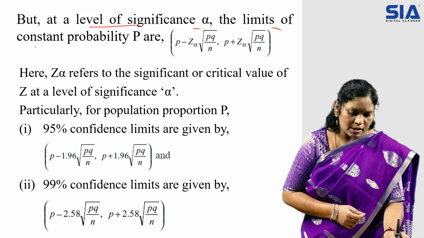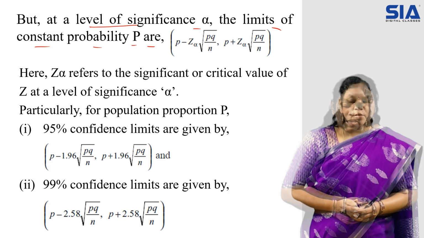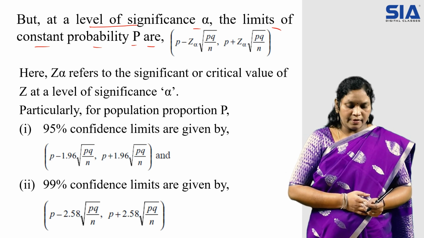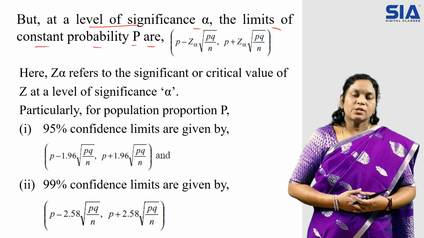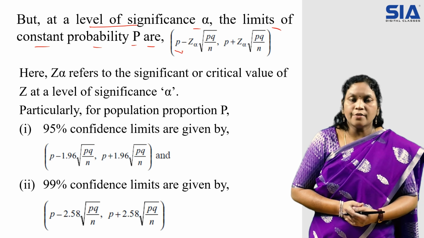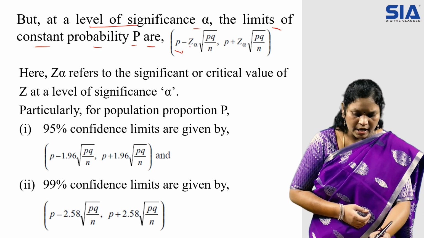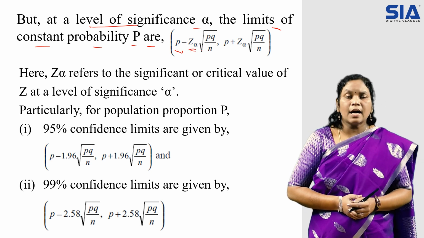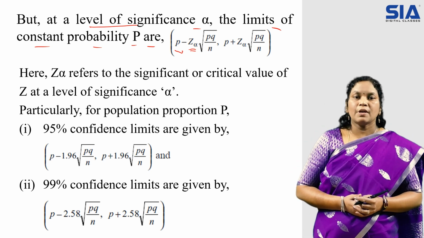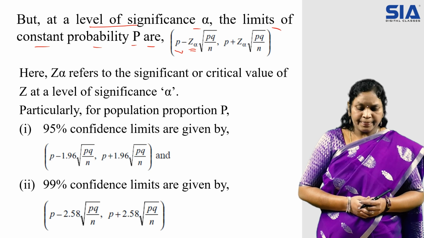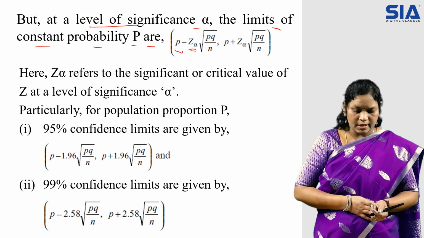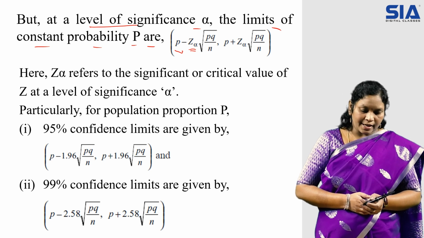The limits of constant probability P are, whatever limits we specify according to the level of significance, the same formula will change like this. Instead of minus 3, you have to consider Z alpha, because we are considering the level of significance alpha here. So instead of 3, we consider Z alpha. And how will you get Z alpha? Based on the data, based on the question. Through that we'll write the values.